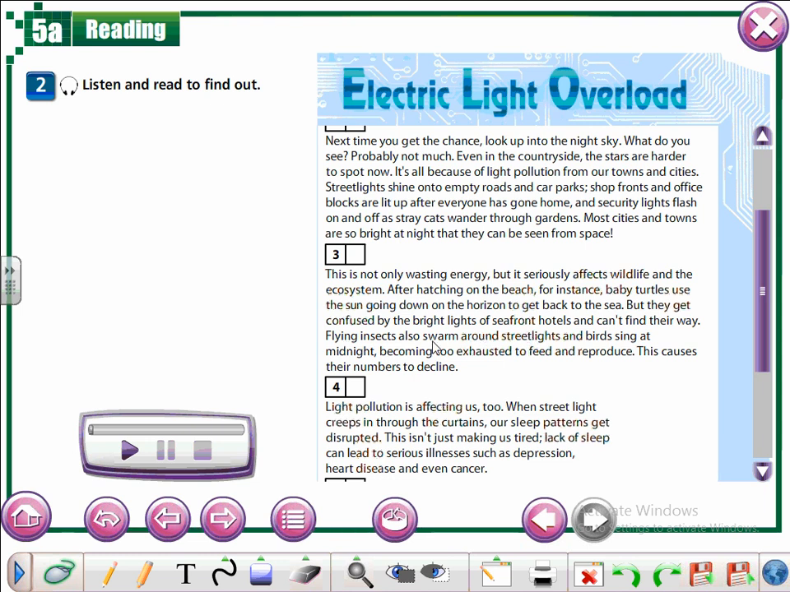Flying insects also swarm around street lights. Like you find the light and then you find insects swarming, crowding around the lights and making circles around the street lights. And birds sing at midnight. And this is weird. Birds all sing in the early morning, but now they become too exhausted to feed and reproduce. Actually, at this time birds should be sleeping, but because there is light, they weren't able to sleep. This causes their numbers to decline.